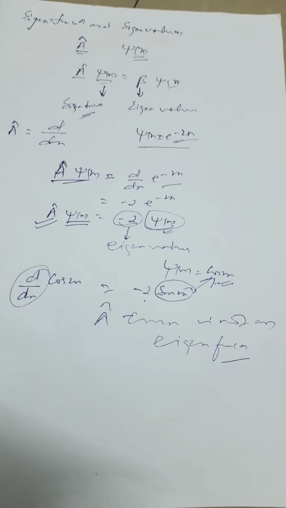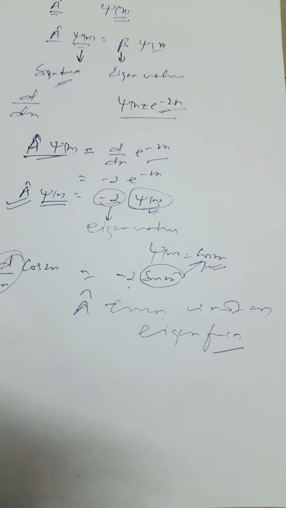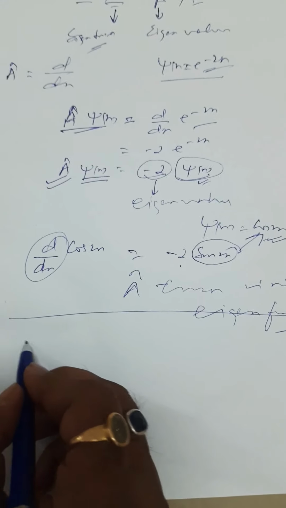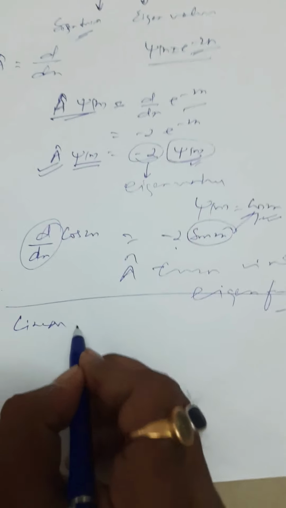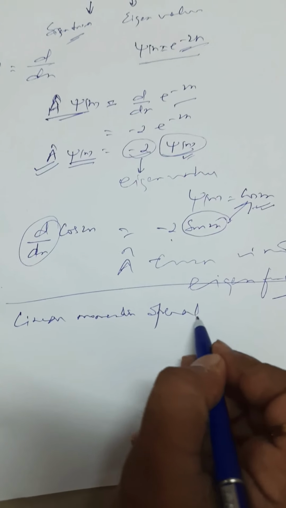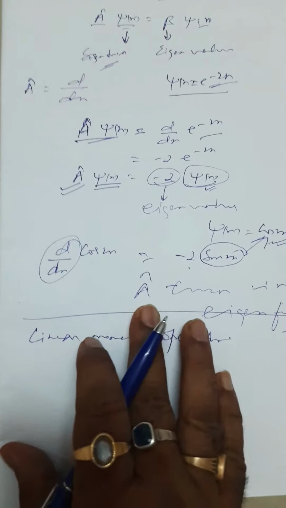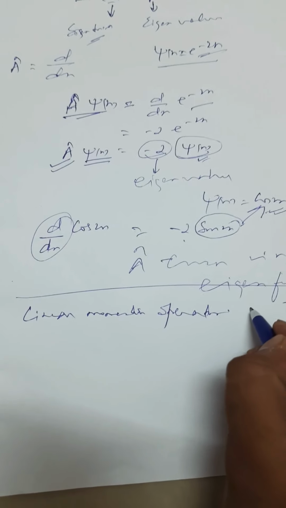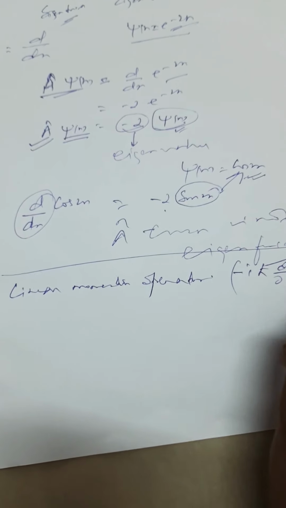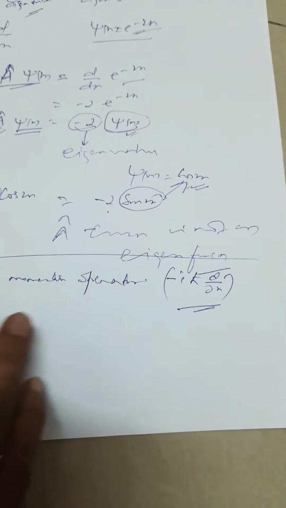Okay, now further what we will discuss is the linear momentum operator. So what is the linear momentum operator? When I say linear momentum operator, we denote it by minus i h cross del by del x. So this is the linear momentum operator. Now how to derive this linear momentum operator?